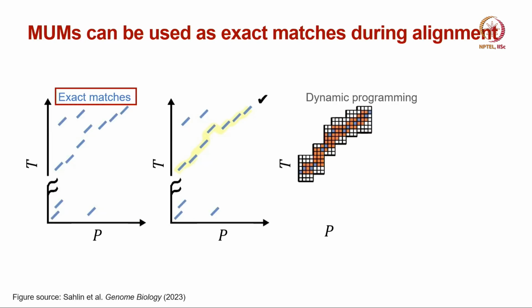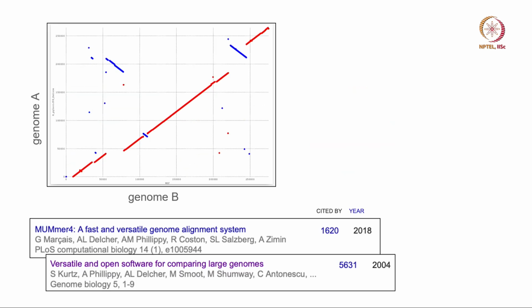Now, because we have an efficient algorithm to compute maximal unique matches, we can use them as exact matches in practice for alignment problems, and later on we can see how we can use these exact matches to solve approximate alignments as well. So, for example, these maximal unique matches are used in practice. As I mentioned in the last lecture as well, these heuristics are commonly used in popular methods such as MUMmer4.